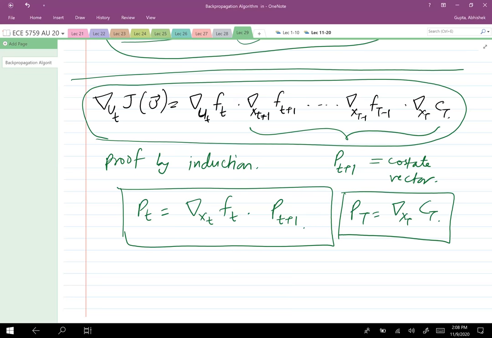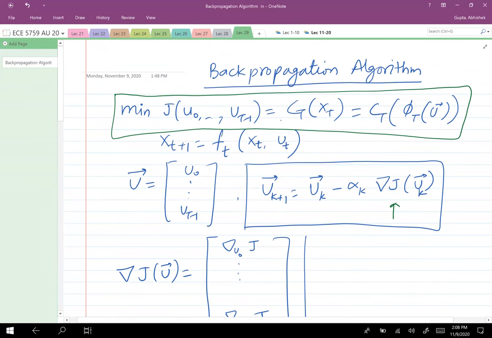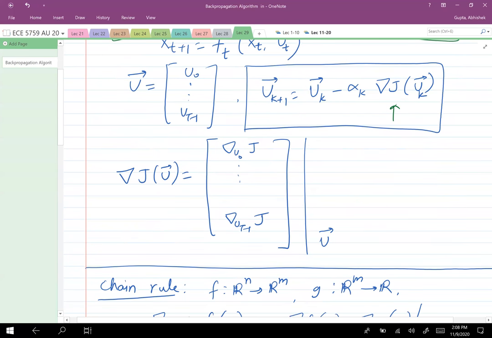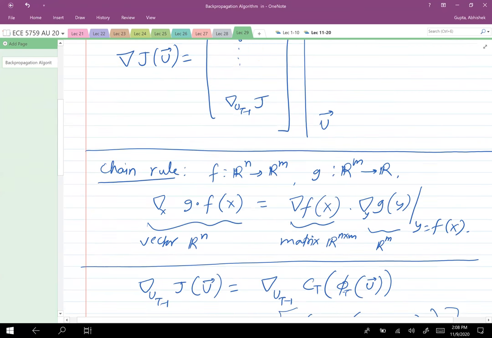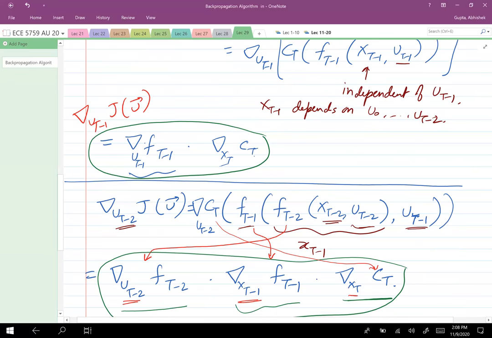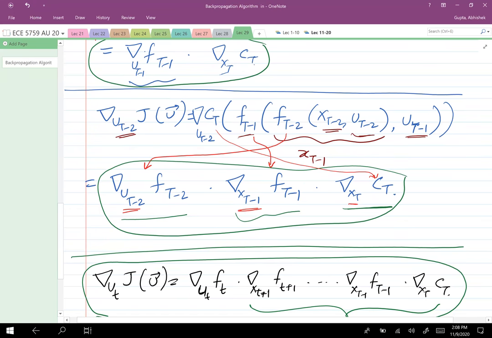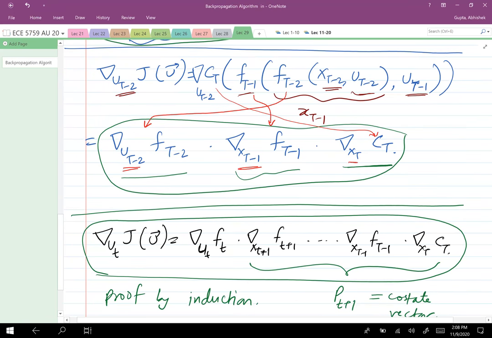Okay, so let's recap what we have done so far. We started with the simplest problem of having just a terminal cost, and we wanted to compute the gradient of J with respect to U. In order to do the computation, we looked at the gradient of J with respect to UT minus one, and the gradient of J with respect to UT minus two. We found that these gradients have a pattern because of the nature of this dynamic optimization problem.